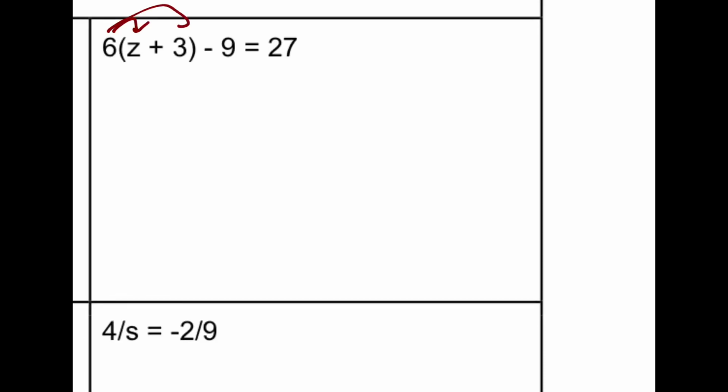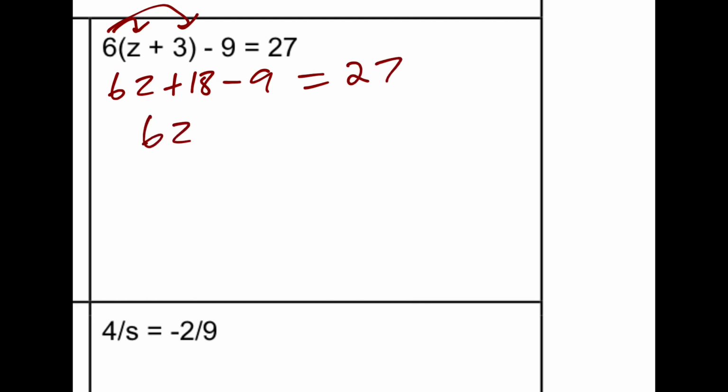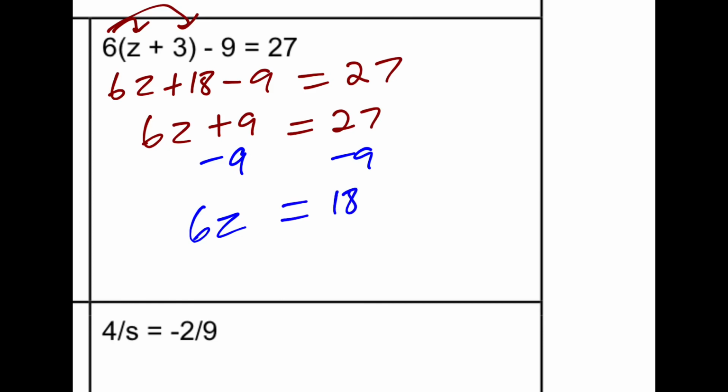We'll distribute things like 6 and get 6z plus 18 minus 9 is equal to 27. Make sure you stop and combine like terms, so you have 6z plus 9 is equal to 27. Then you can subtract 9 from both sides, so you have 6z is equal to 18. And when you divide by 6, you get that z is equal to 3.